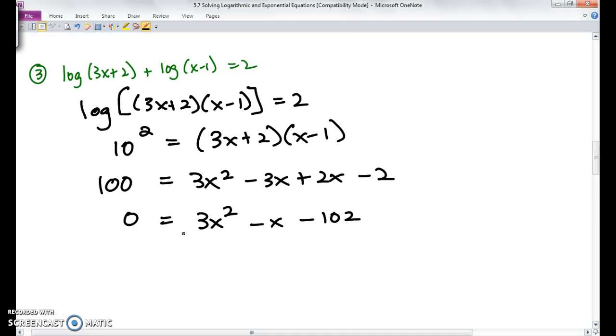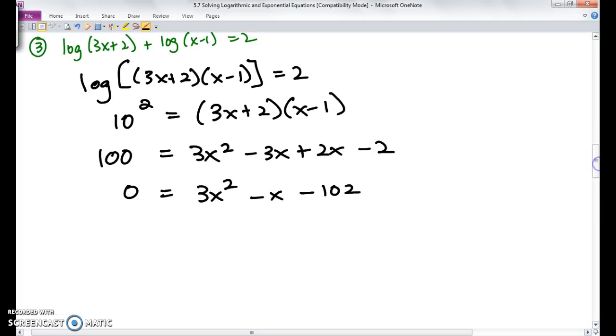So I have 3x squared minus x minus 102 equals 0. And to solve that, I'm going to try to factor. To factor, I need numbers that multiply to 306, sorry, negative 306, and add to negative 1. Any ideas what those two numbers are?